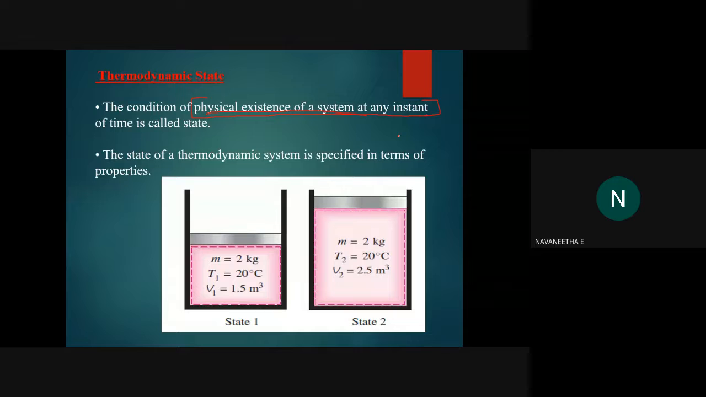So the state can be specified in terms of property. State will depend upon the property. Okay, the state can be specified in terms of property. Have you understood what I am saying?